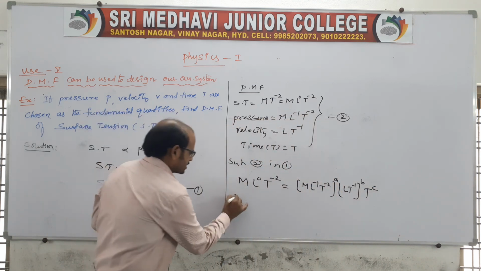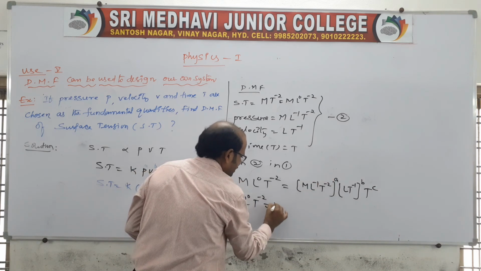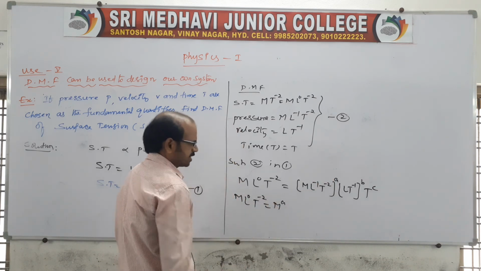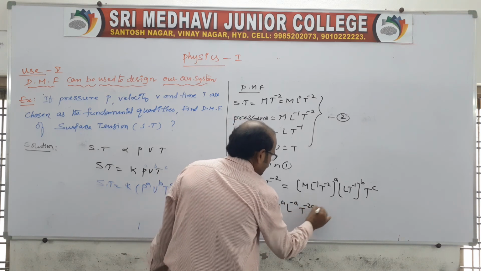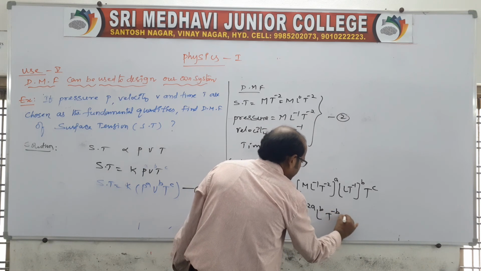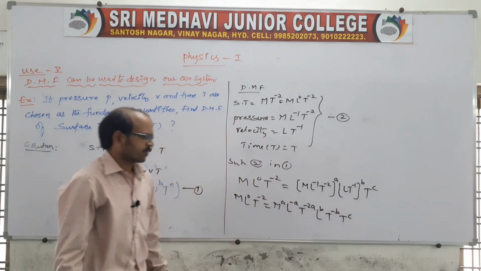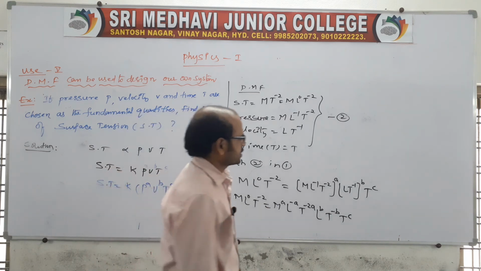And time you take as T to the power C. Again you write in the same way: M L^0 T^-2 = M^A, and you write separate powers, L^-A T^-2A, L^B T^-B, again T^C, right? If the bases are the same, then the powers are to be added.